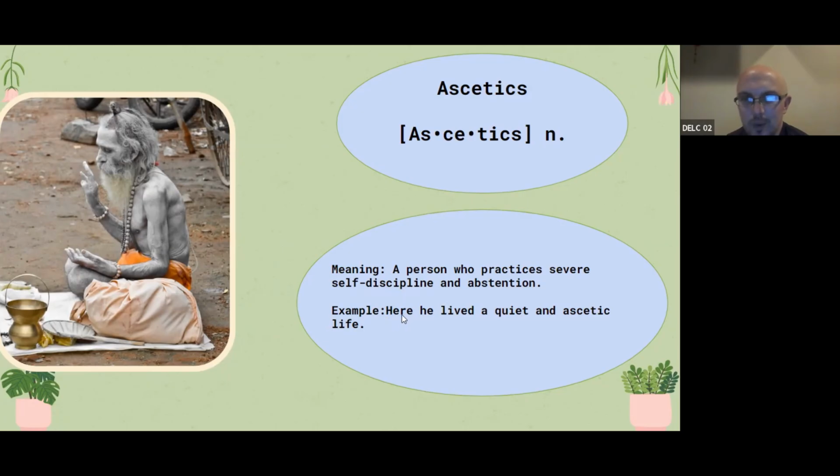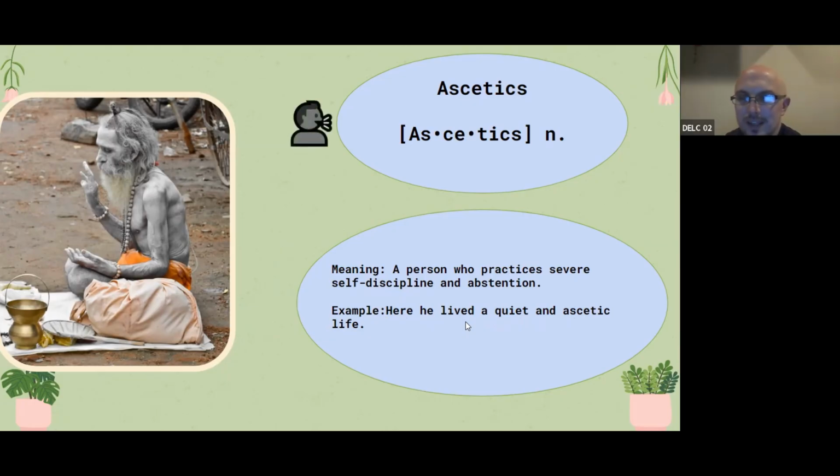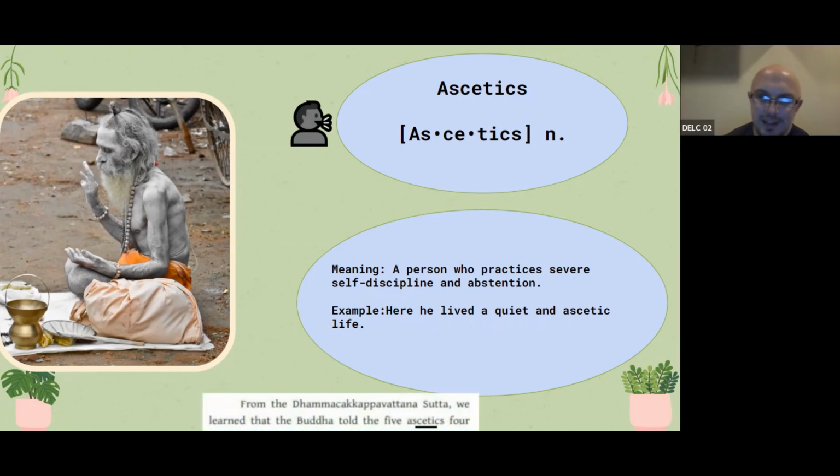Okay, everyone, can we read this sentence? Here he lived a quiet and ascetic life. Good. One more time, can we say ascetic? Ascetic. Very good. And he says, from the Dhammacakkappavattana Sutta, we learn that the Buddha taught the five ascetics the truth. So five people that are very serious about their discipline, and I think they called them the five ascetics.